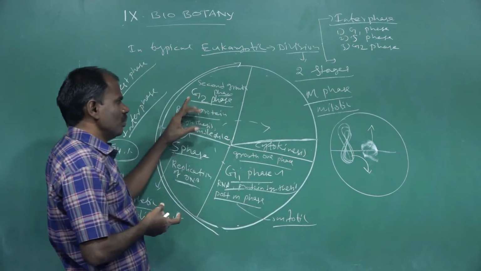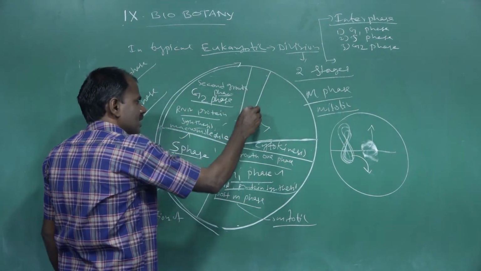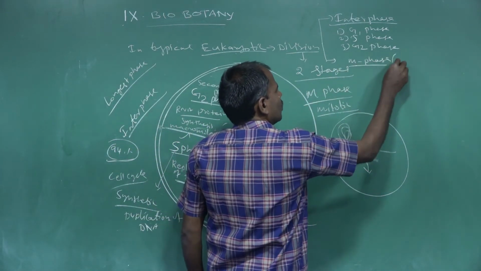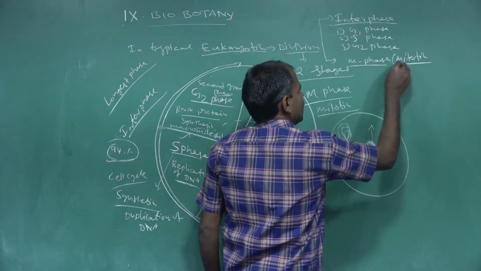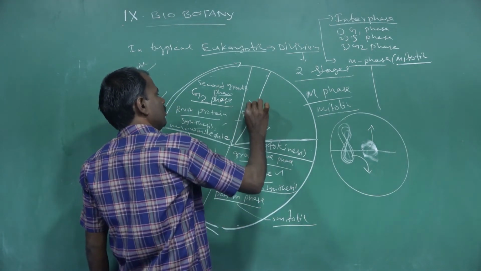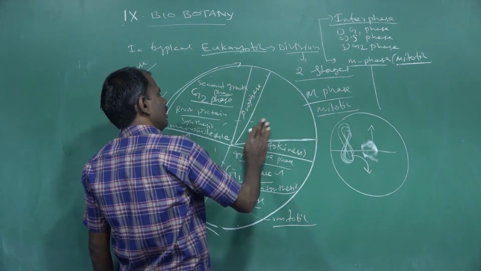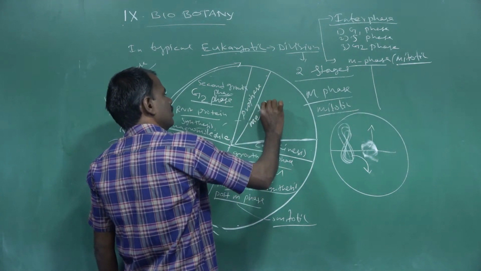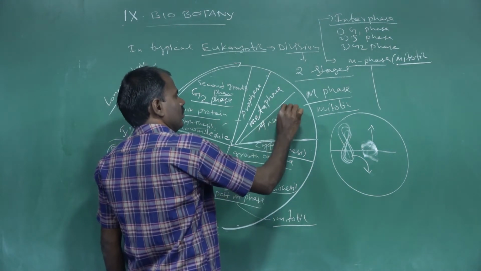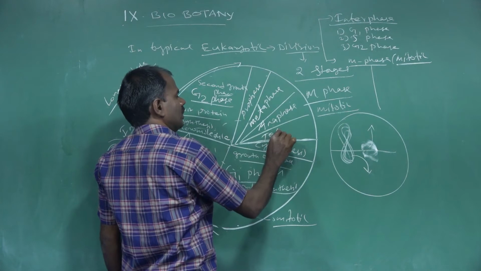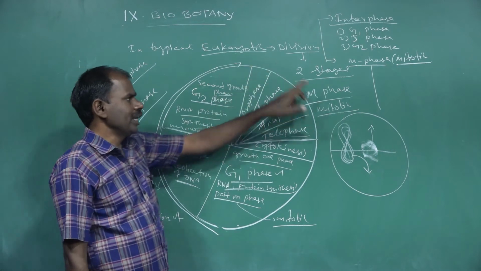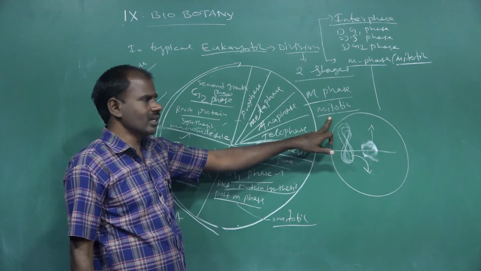After completion of this G2 phase, the M phase starts. The M phase is also called the mitotic phase. The mitotic phase has 4 substages. The first one is prophase. The second one is metaphase. The third one is anaphase. And the fourth one is telophase. These 4 substages occur only in the M phase, which is called the mitotic phase.